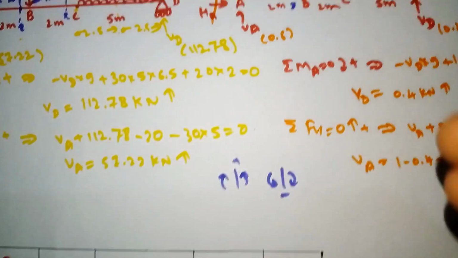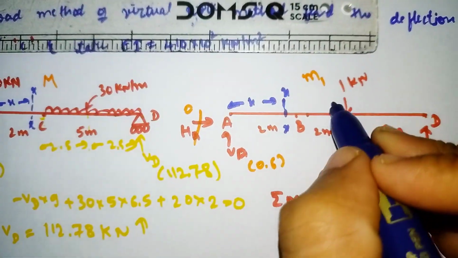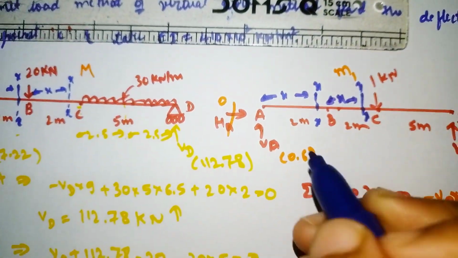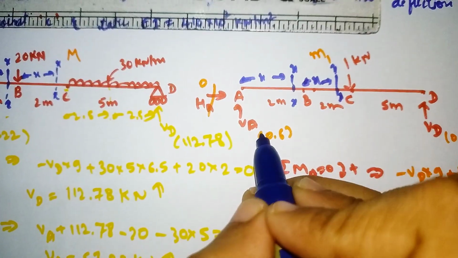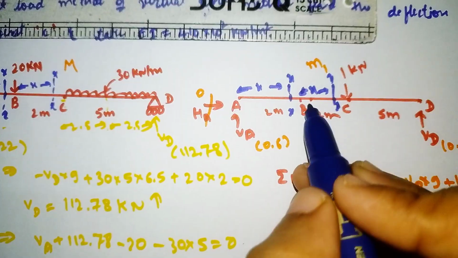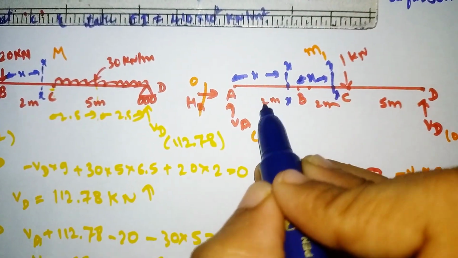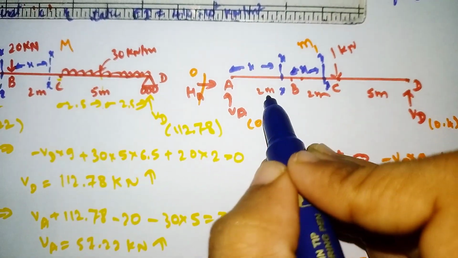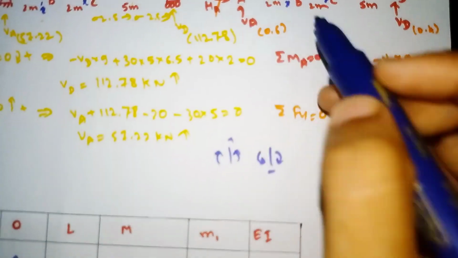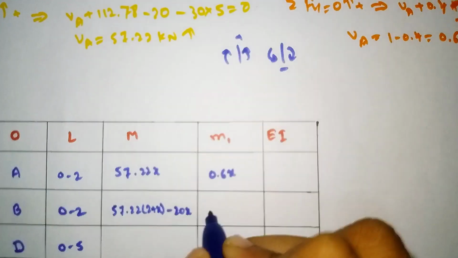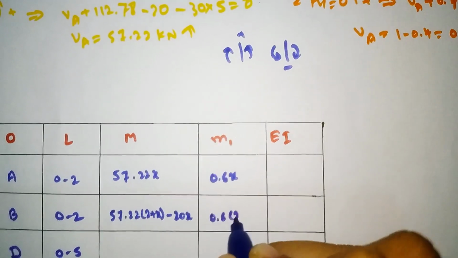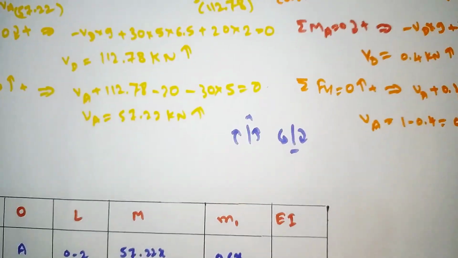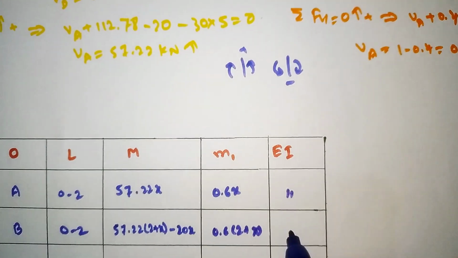Similarly for M1, if you cut the section on the x-axis away from the origin B at a distance of x, at what distance is VA acting? From here to here is 2 and here to here is x, so at a distance of 2 plus x. So 0.6 into 2 plus x. It is also moving upward, so we take the positive: 0.6 into 2 plus x. The EI value is 410, the same for all the members. I will write it later.